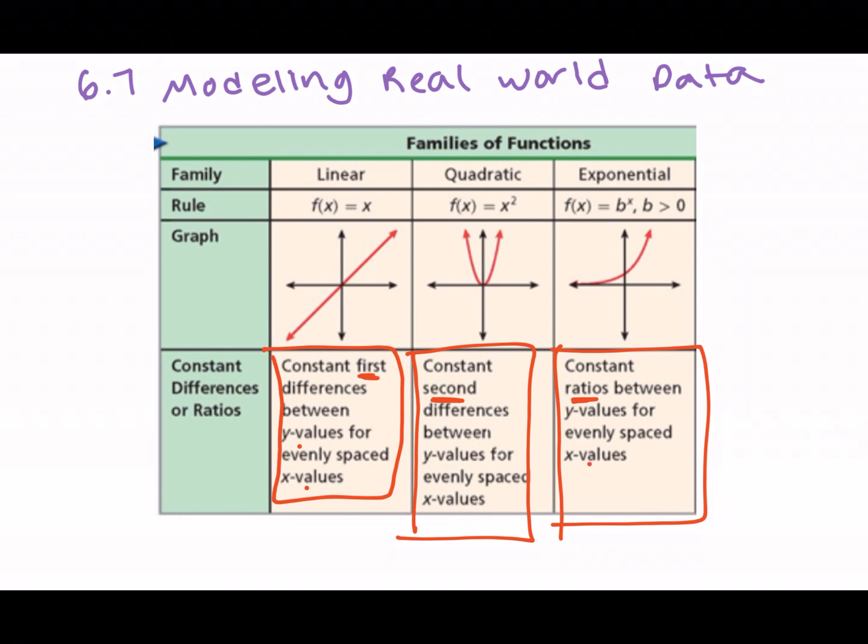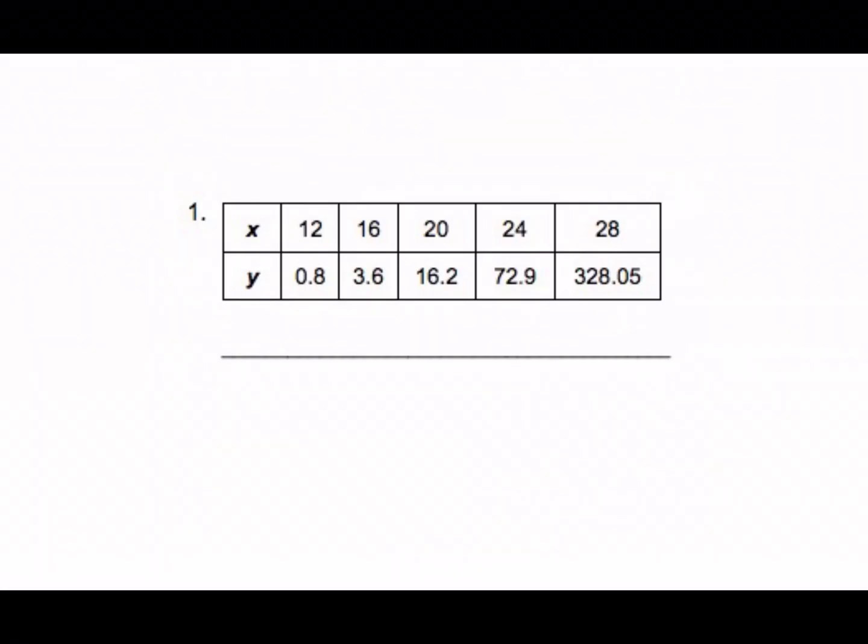So for all three types of models, we want our x values to be evenly spaced. So that's the first thing we're going to check. If the x values are not evenly spaced, then we don't even have to worry about our problem. Once we've determined that our x values are evenly spaced out, then we're going to check the y values to see if they have a constant first difference, second difference, or if neither of those work, if they have a constant ratio. So let's go ahead and look at our first example.